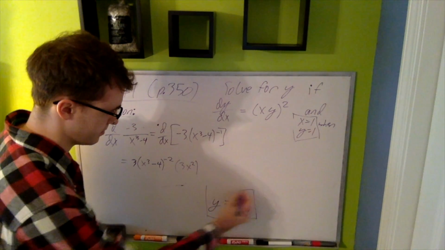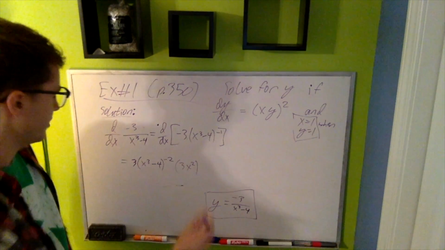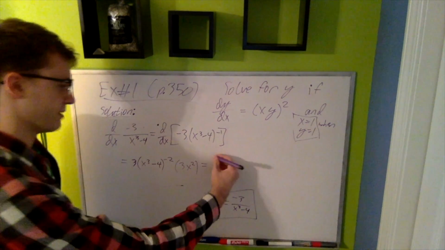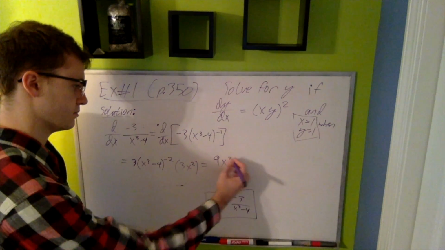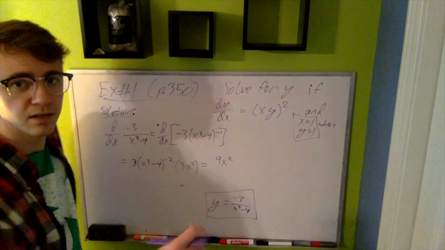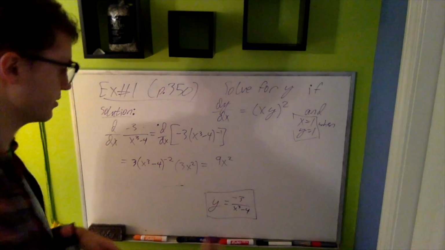So, let's make it look like x squared y squared. First of all, let's simplify a bit. I have 3x squared and 3. I can make that 9x squared. I also have a quantity to a negative exponent, so I'm just going to put that in the denominator.